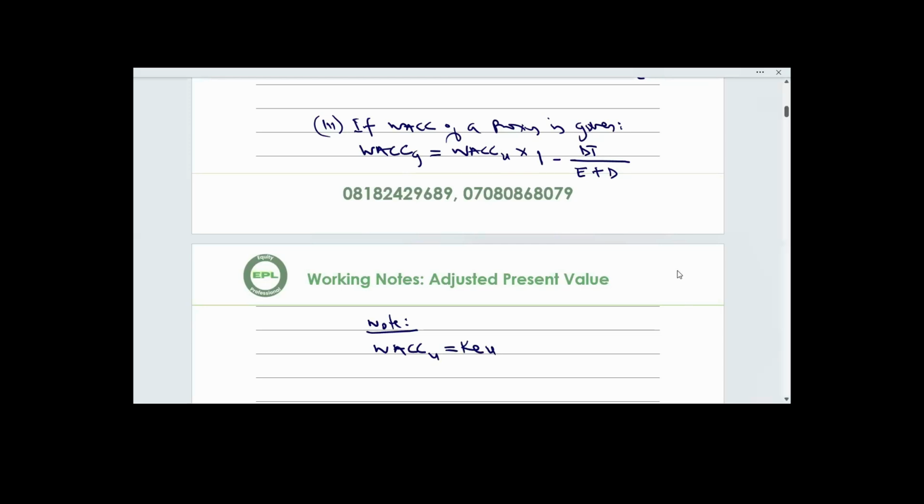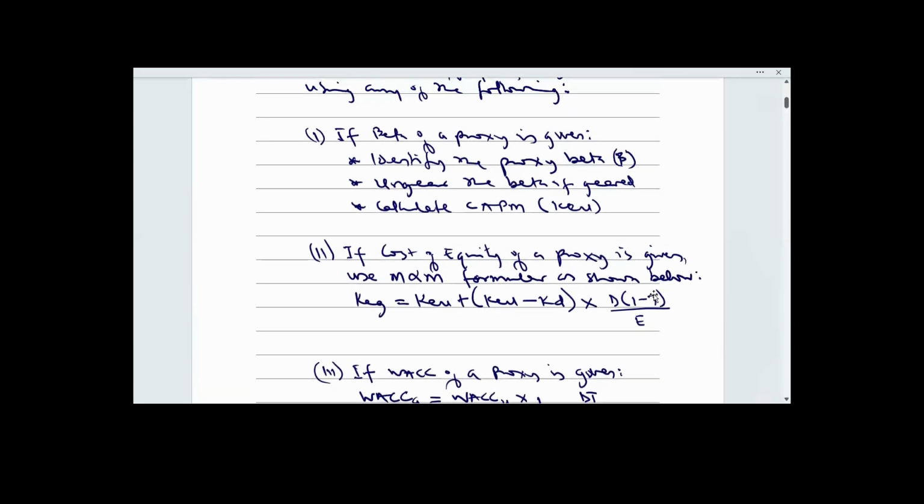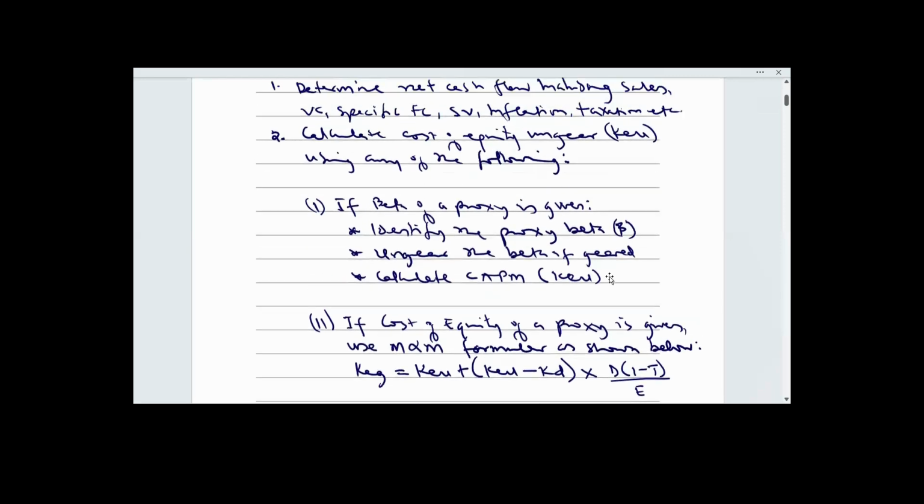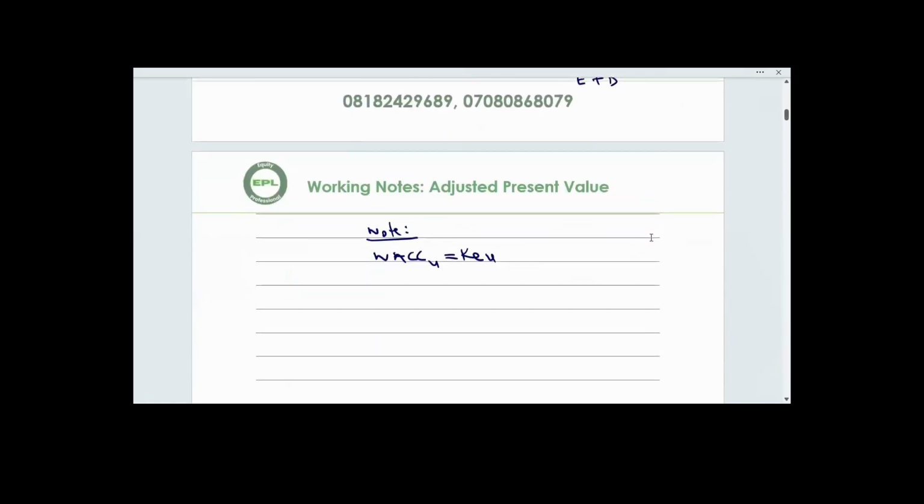So these are the three ways in which you can calculate cost of equity. Any of the three will come up on the day of your exam when you have adjusted present value. One of the three is what you are going to calculate. Because you don't know which is which, you have to ensure that you memorize and understand the procedures I'm giving you right now. All right. So once you have the cost of equity computed, you now move to step 3, which is to calculate present value.